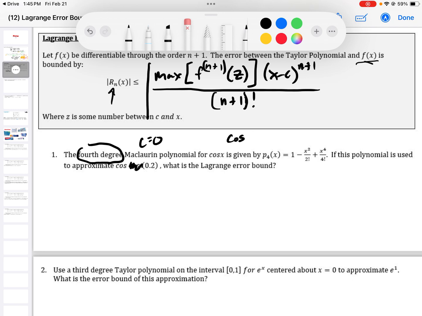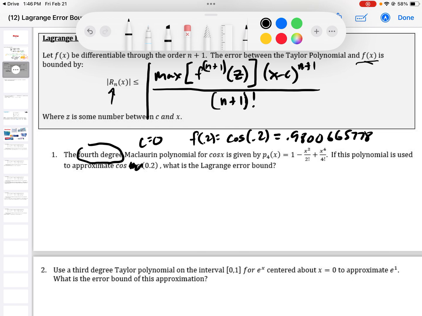No, it's not. Let me see. Cosine of 0.2 in the calculator is 0.9800665778. This is just kind of extra. So this is actually f of x. F of 0.2 is equal to that.